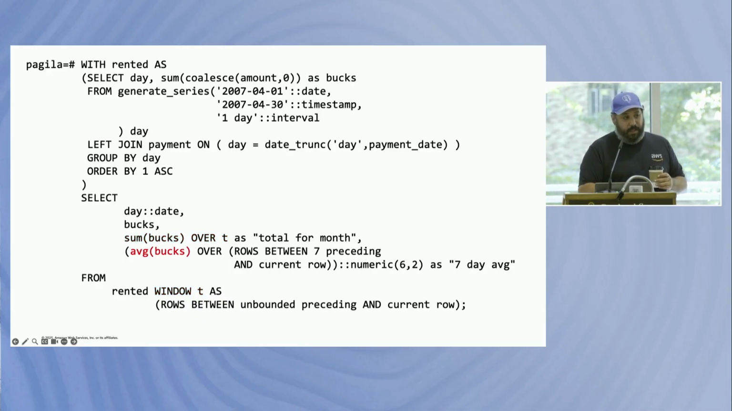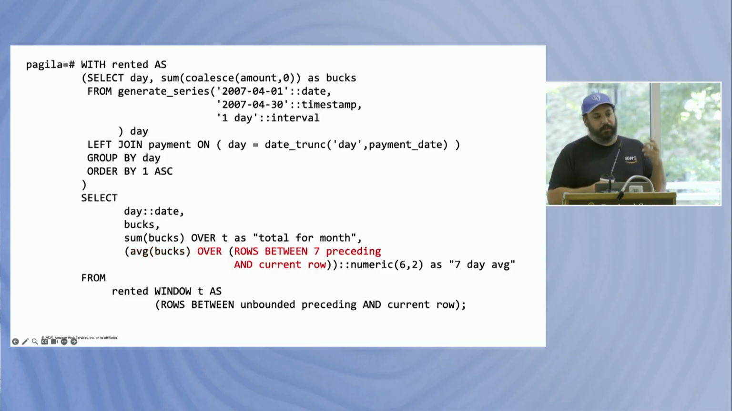And then, I mentioned I wanted the 7-day moving average. So here we're going to take an average of the bucks that we have generated, do an over on that. And here, though, we're actually using 2 different windows within this query. I know. You're like, what? We can do 2 different windows? We can.